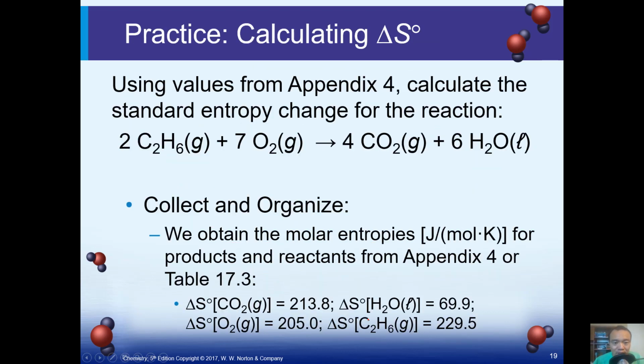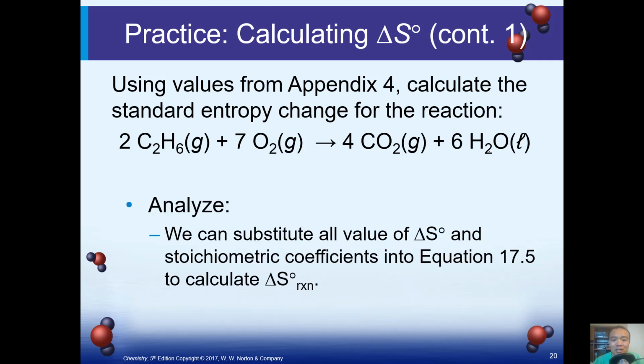Let's work on a practice question. In this question, we're asked to use the values from the appendix table to calculate the standard entropy change for the reaction. In this reaction, we have some reactants and some products. Remember, we can calculate the change of entropy by adding up the total entropy for the products and the total entropy for the reactants and taking the difference of the two.